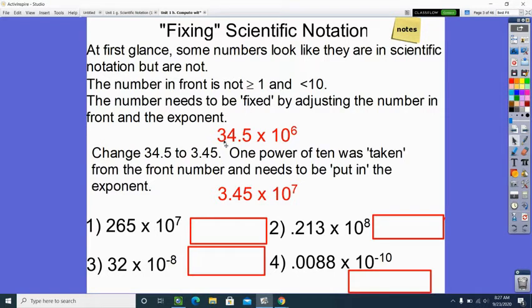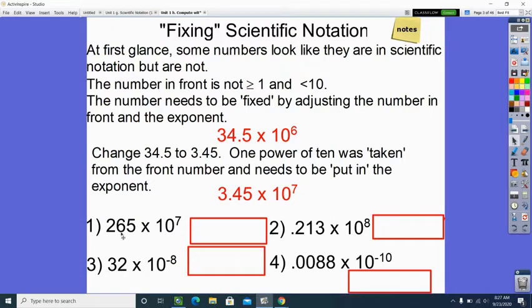It's a different value. So when you move that decimal here and one power of 10 has now been removed, you have to add it to the exponent. So the proper scientific notation would be 3.45 times 10 to the 7. But both these numbers are the same value. It's just that this one's written in proper scientific notation. I'm going to do 4 with you, and then I'm going to ask you to try yourself fixing scientific notation.